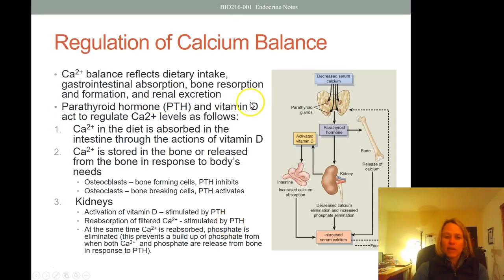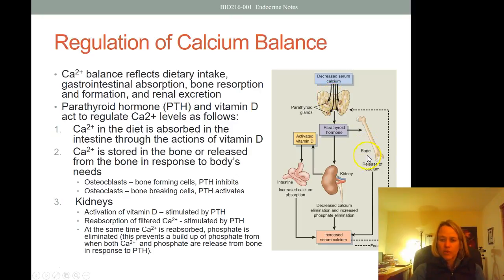Parathyroid hormone and vitamin D are the hormones that act to regulate calcium. So calcium in the diet gets absorbed into the intestine, and this is through the actions of activated vitamin D. Vitamin D is activated by the kidneys in response to parathyroid hormone released from the parathyroid glands.